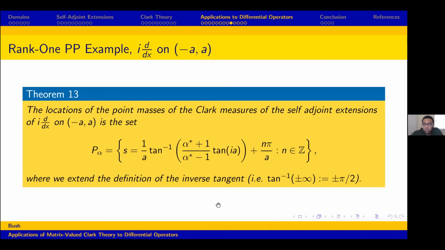Okay, so next up, I want to do an example of computing pure point spectrum. For the first derivative, now we're talking about a finite interval. The locations of the point masses are going to be given by this set here, where the inverse tangent is extended to include arctan of plus or minus infinity. In other words, it's this sort of periodic set, repeating throughout all of R.